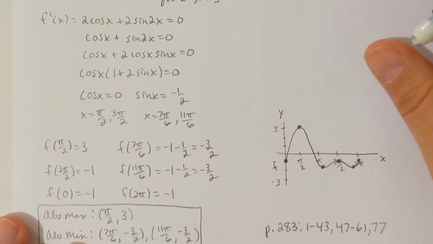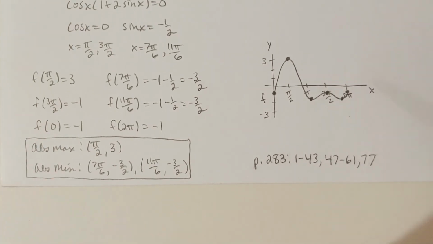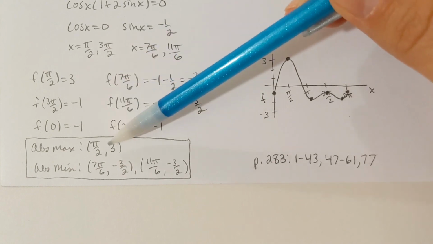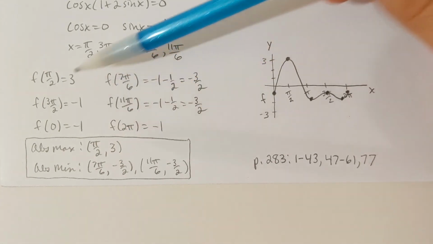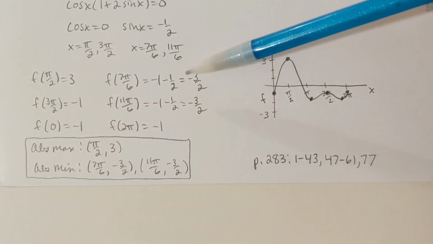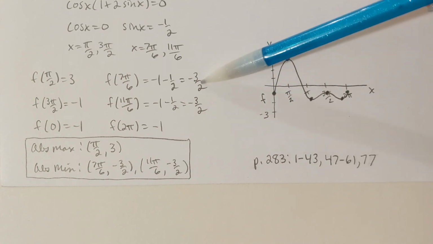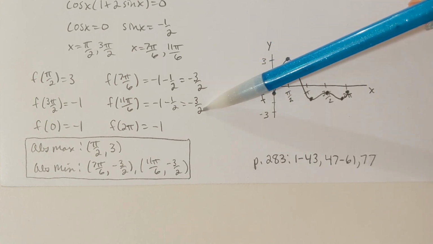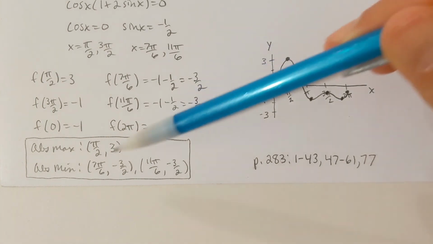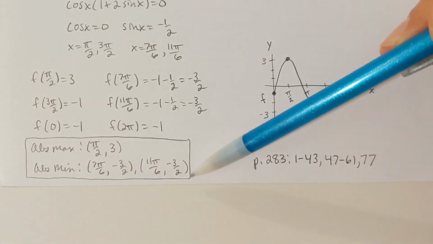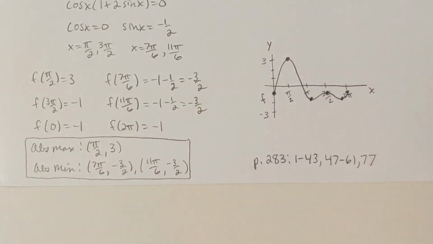Now, you can see from these calculations that the point pi over 2, 3 is going to be the absolute max, since 3 was the biggest value that came out of this. And you're going to have two absolute mins. So 7 pi over 6, negative 3 halves, and then 11 pi over 6, negative 3 halves would be my two absolute lowest points on the curve.